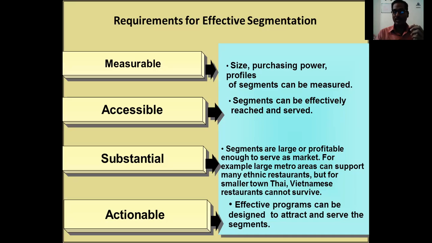Then the profiles of the segment should be measurable. Then accessible: the segment can be effectively reached and served.